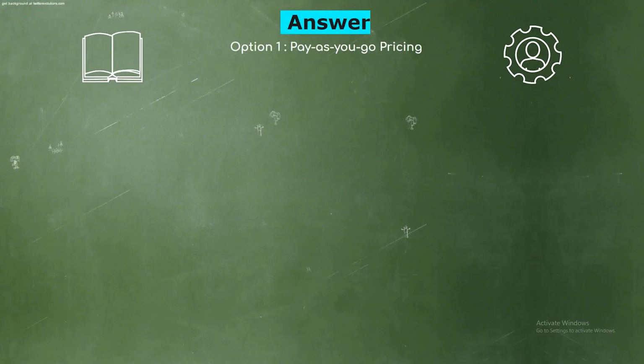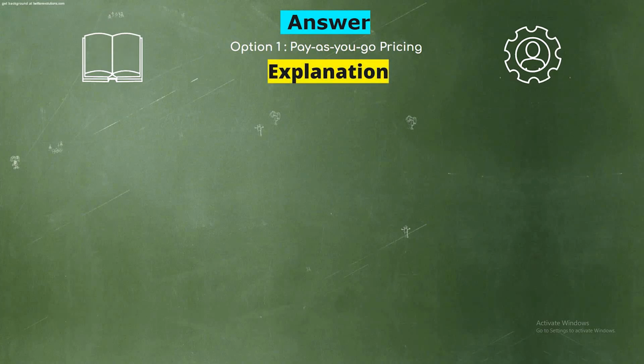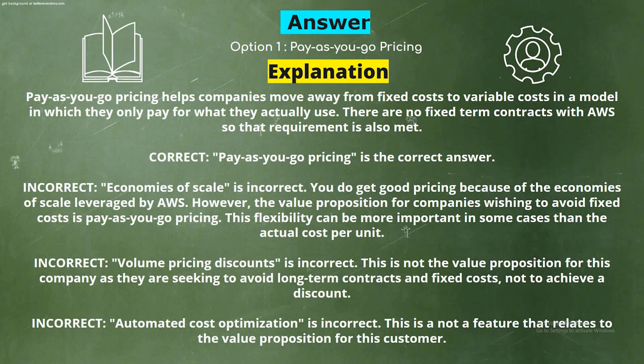Pay-as-you-go pricing. Explanation. Pay-as-you-go pricing helps companies move away from fixed costs to variable costs in a model in which they only pay for what they actually use. There are no fixed-term contracts with AWS, so that requirement is also met. Correct. Pay-as-you-go pricing is the correct answer.